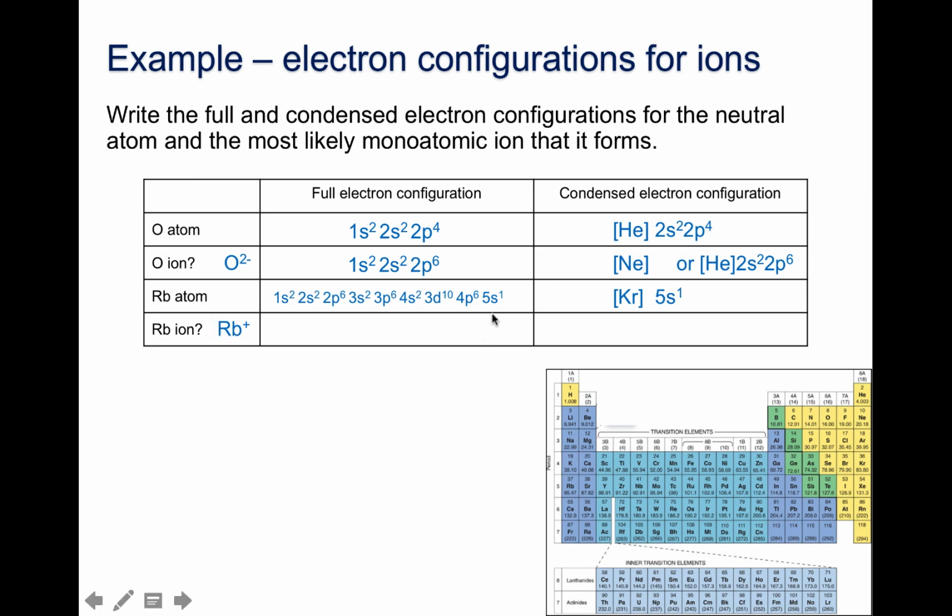So which electron is it going to give away? That highest energy electron, that 5s1, the valence electron. And so we can write the full electron configuration. The only difference between the atom and the ion is we omit that 5s1 electron. And then for the condensed electron configuration, I prefer to just write the noble gas that it becomes, krypton.